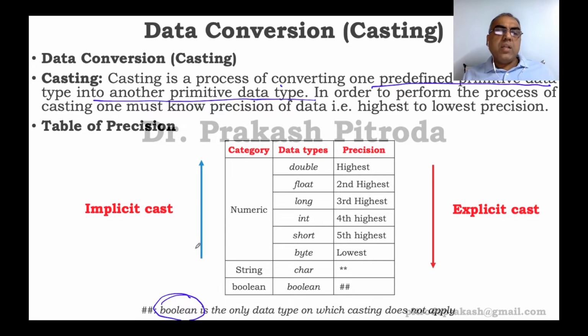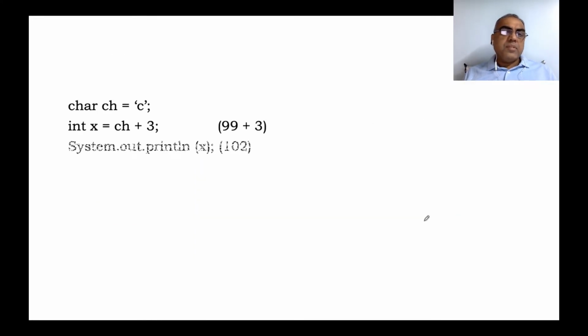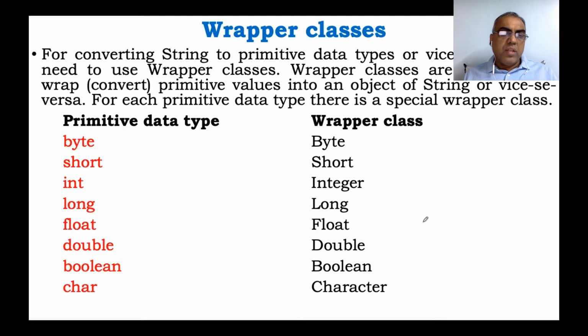When we convert a primitive data type of lower precision into a higher precision, we call it implicit casting. Whereas if you convert a higher precision data type into a lower precision data type, it is called explicit cast. And here is an example of how we convert, including the char.